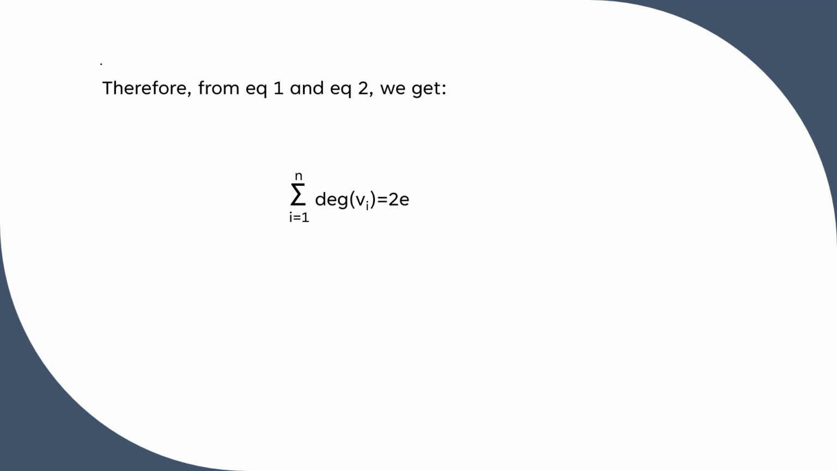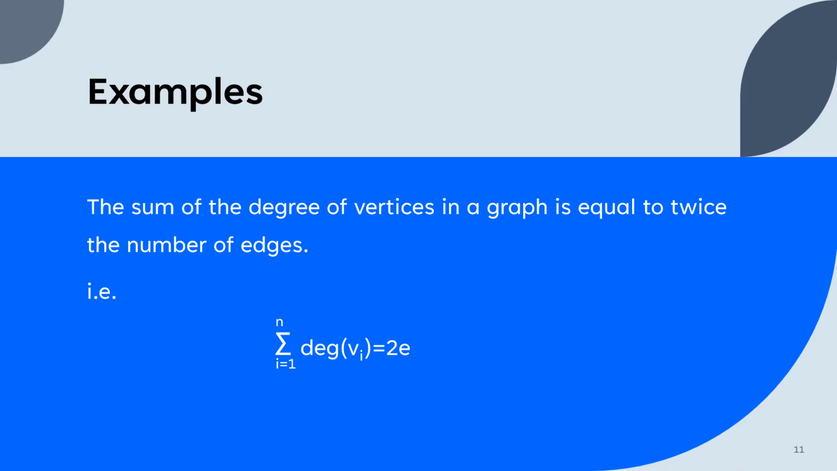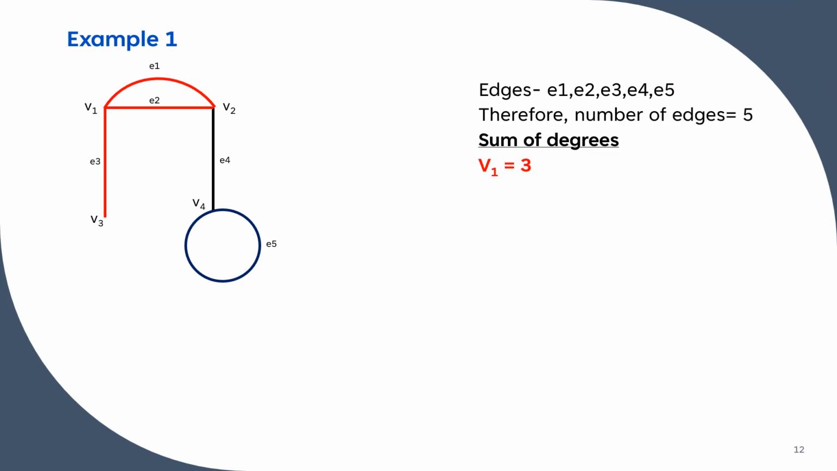So let's see how this theorem works in a problem. The sum of degrees of vertices in a graph is equal to twice the number of edges, that is, sigma degree Vi is equal to 2e. Here in this given diagram, the edges are E1, E2, E3, E4 and E5. The number of edges is equal to 5. Let us find out the sum of degrees.